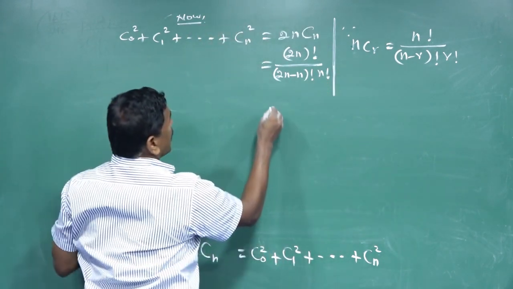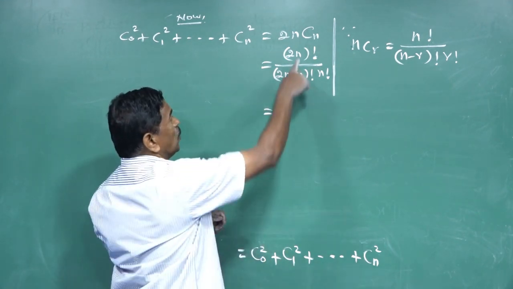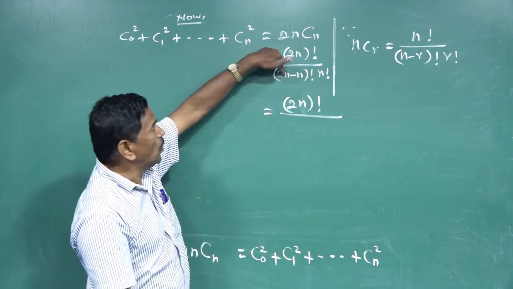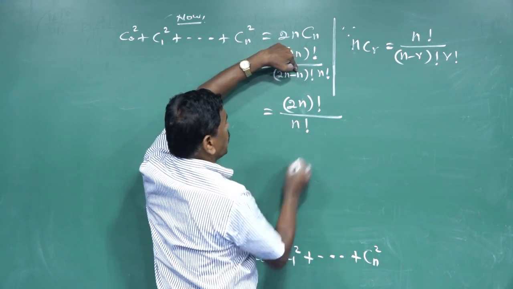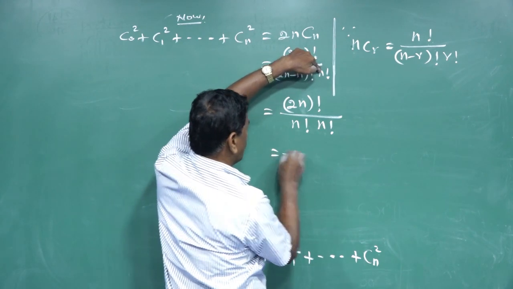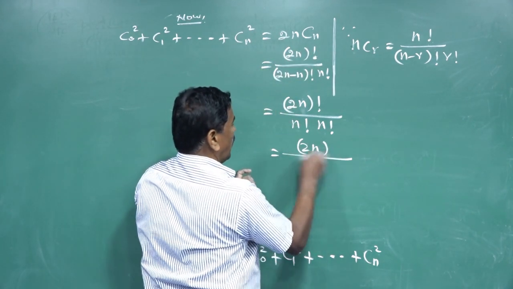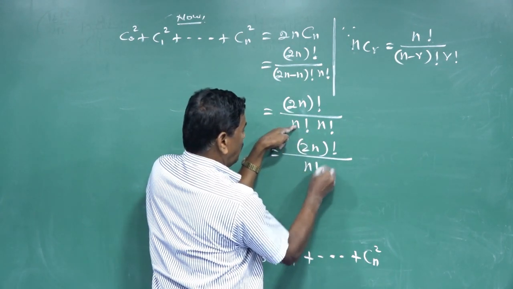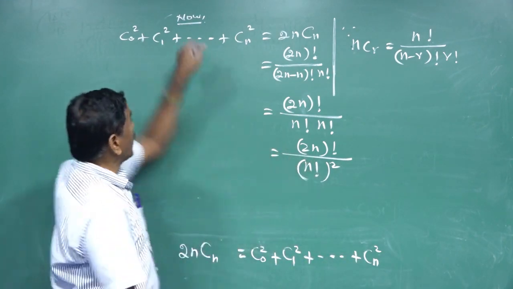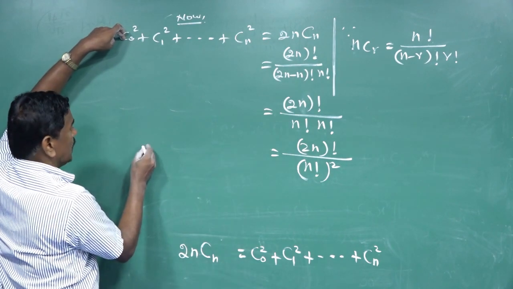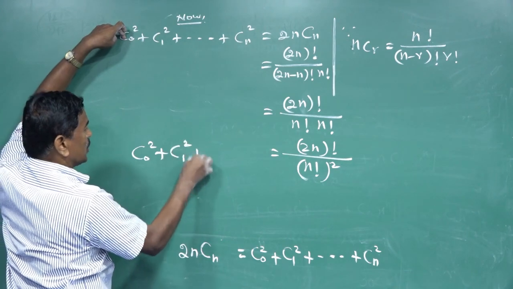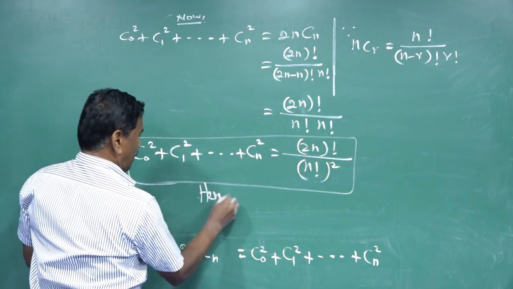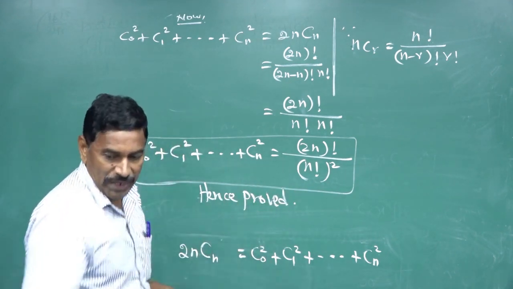Now I want to simplify. 2n factorial divided by, 2n minus n equal to n, that is n factorial, already n factorial. Which is equal to 2n factorial divided by (n factorial) the whole square, which is the required answer. Right now LHS equals RHS. Write your given question: the left hand side is given by C0 square plus C1 square plus etc. plus Cn square. So it is proved. Which is the required answer.